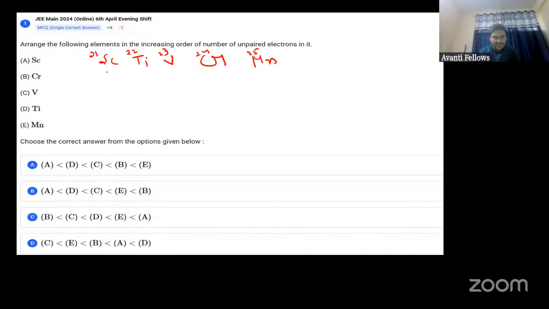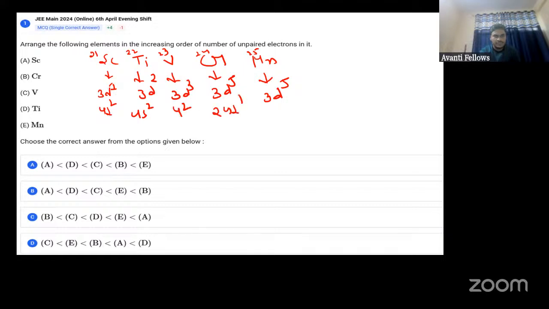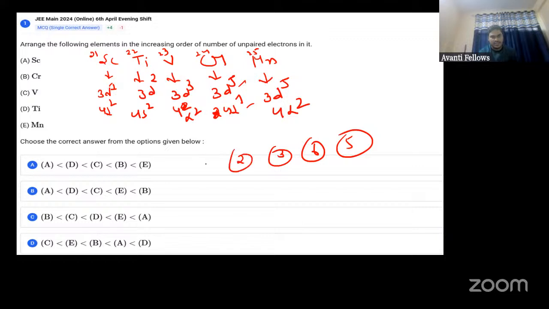Look, first of all, this is A, so this is 3d1, this is 3d2, 3d3, this is 3d5, and this is 3d5. Now it's the turn of 4s: 4s2, 4s2, 4s2, 4s1 and 4s2. Look at the unpaired electrons. In manganese we have only 5 unpaired electrons. In chromium we have 5 plus 1, 6 in chromium. In vanadium we have only 3 unpaired electrons. In titanium we have only 2. In scandium we have only 1.